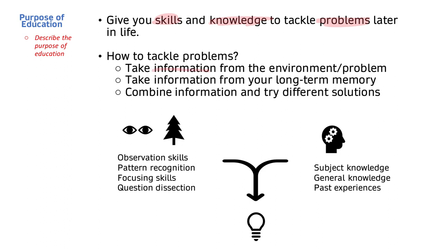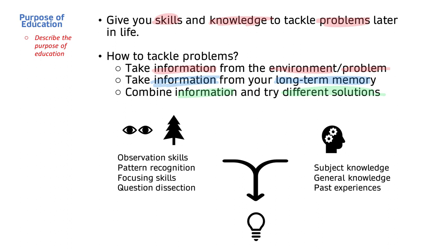Well, first of all, you take information from your environment or your problem. So this is your problem, so you will look at it, you work out what's wrong, right? Then you take your information from your long-term memory. Okay, so you think back, how am I going to solve this? Have I encountered this problem before? And then you combine those two pieces of information, that's what you worked out from the environment and what you know from your long-term memory, to try different solutions. All right, that's generally how we deal with life.